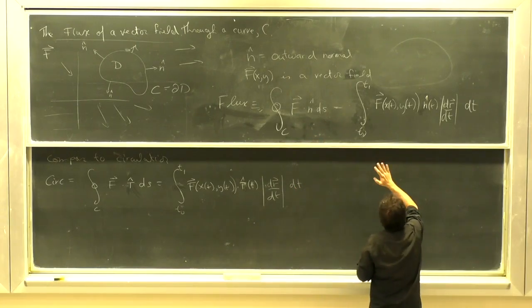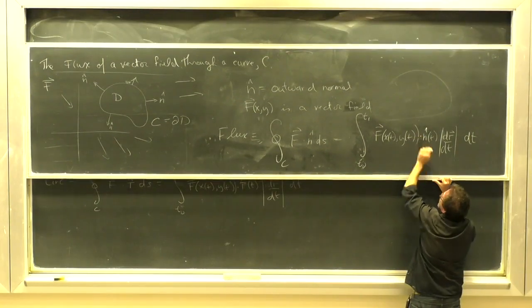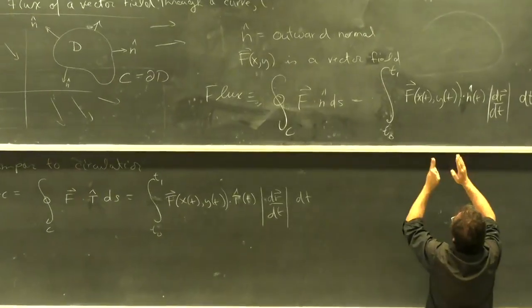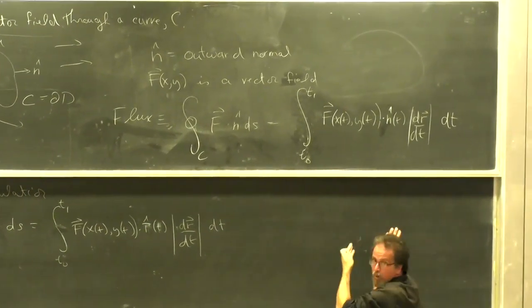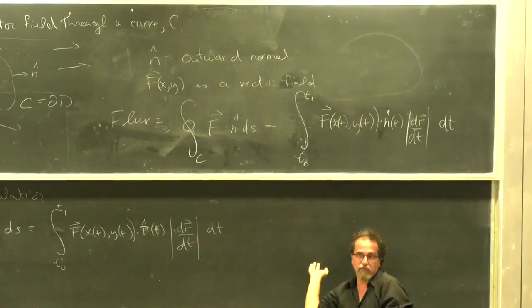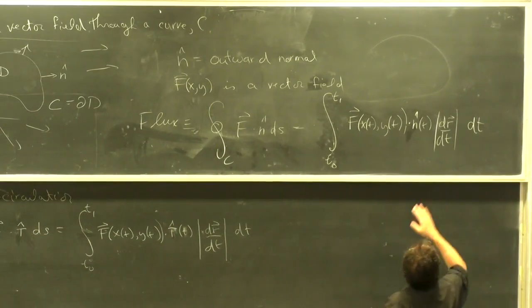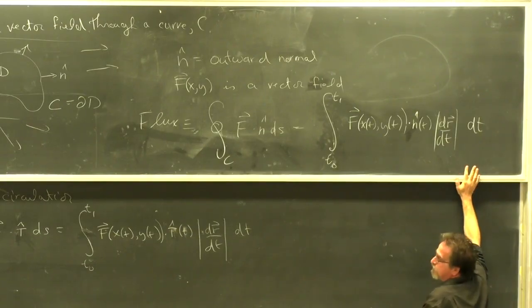And the way you really do it is like this. And this should be a dot product, I apologize. You parameterize the curve, r of t. You evaluate the vector field along the parametrization of the curve. The normal depends on where you are along the curve, so it depends on t. And of course, ds is the magnitude of dr/dt multiplied by dt.